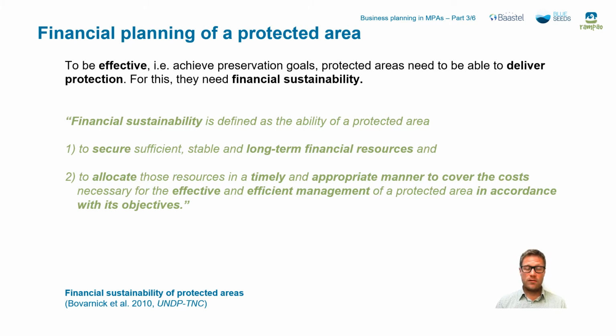So we've seen that to be effective, meaning to achieve their preservation goals, marine protected areas need to be able to deliver protection. And we've also seen that for this, they need the resources, staff, and budget. So in other words, what they need is financial sustainability. And for protected areas, financial sustainability can be defined as the ability for a protected area to secure sufficient, stable, and long-term financial resources, and also to allocate these resources in a timely and appropriate manner to cover the costs necessary for the effective and efficient management of a protected area in accordance with its conservation objectives.